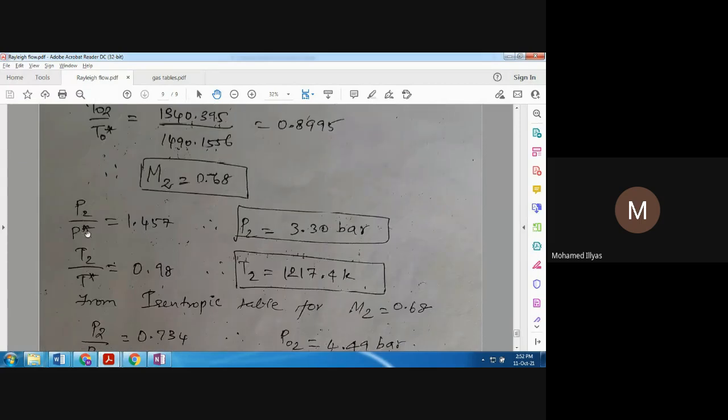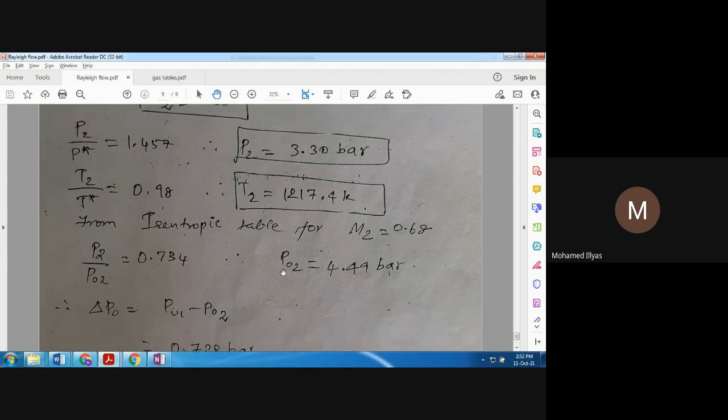So writing P2 equal to P star into 1.457, we'll get P2 as 3.3 bar. And T2 as T star into 0.981, which is 21.7.4. So we'll get this P2 and T2, because we need to calculate our exit properties.